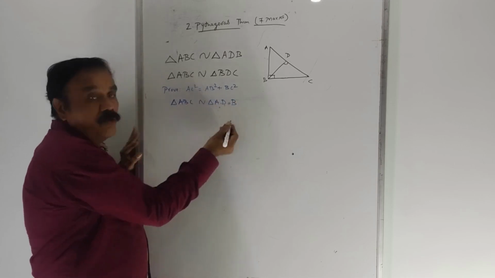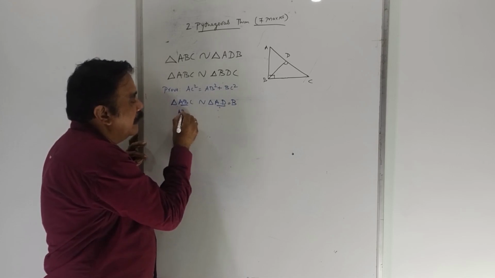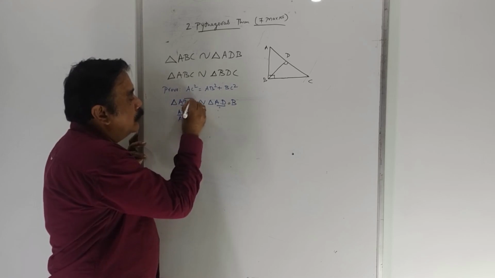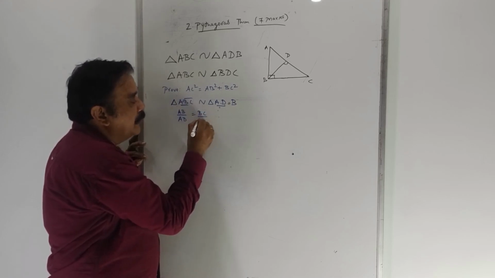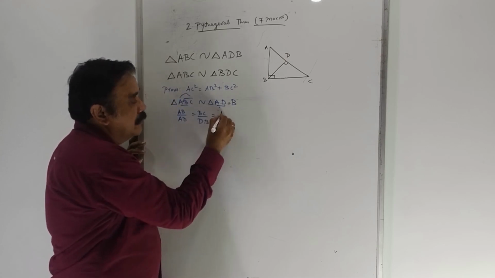And in this, how do you take the sides proportional? I'll take this one. So what do I get? See here. AB upon AD is equal to BC upon DB is equal to AC upon AB.